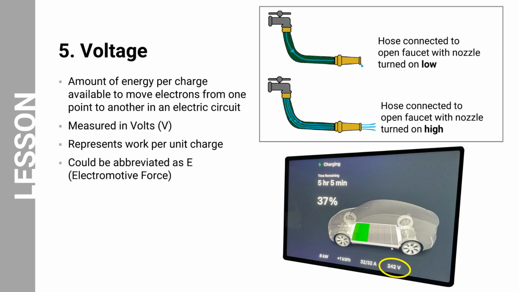Voltage is the driving force that pushes electric charges through a circuit, much like water pressure drives the flow of water through a hose. Voltage is measured in volts using the symbol V. As depicted in the bottom right image, the EV is being charged and the voltage is 242 volts. Voltage represents work per unit charge, meaning it measures the force that pushes electric charges through a circuit. Voltage could also be abbreviated as E, which stands for electromotive force. Voltage is a critical factor in EVs as it determines the amount of electrical energy available to power the vehicle's components, including the motor and battery.